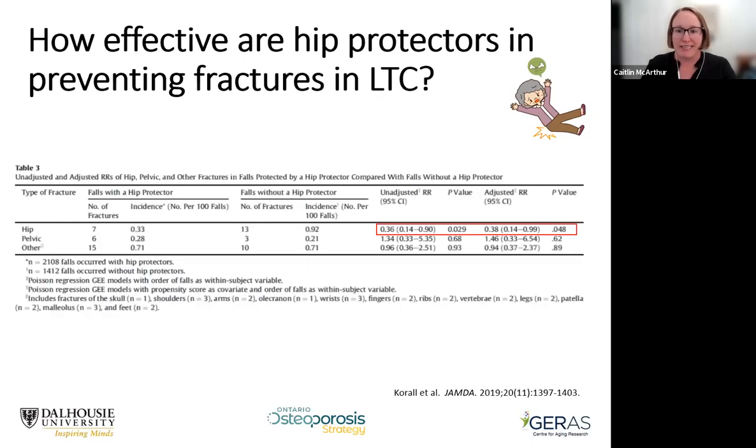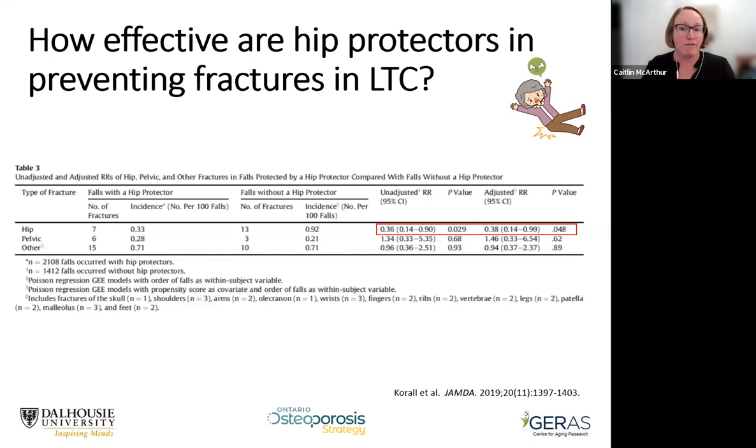Now, there was a 2019 study as well, a retrospective cohort study that looked at 14 long-term care homes, and it compared falls with and without hip protectors over 12 months. They basically watched a bunch of people fall. That sounds really terrible, but they observed a bunch of falls over 12 months and saw whether people were wearing hip protectors or not. They found that in 60% of all the falls, people were wearing hip protectors.